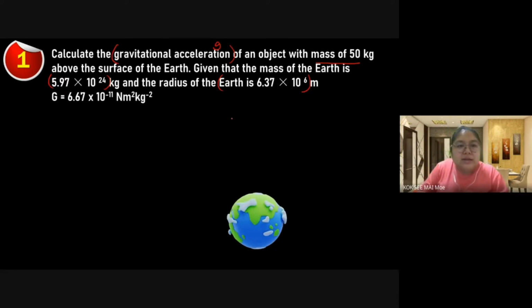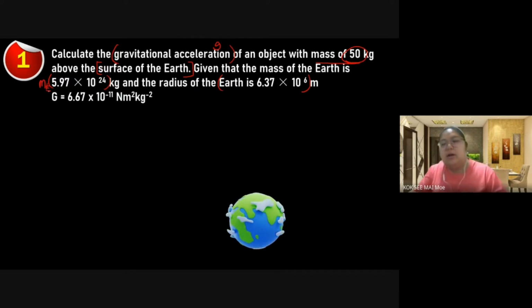So from here, surface of the Earth. Surface of the Earth, that means we're just using the radius. That's enough already. One more thing you can see, be careful. We got two masses, 50 kilogram and also the mass of the Earth. Some students will misunderstand. We need to use which mass, the Earth or the mass of the object? Just now I told you the capital M we need to use is for the Earth.